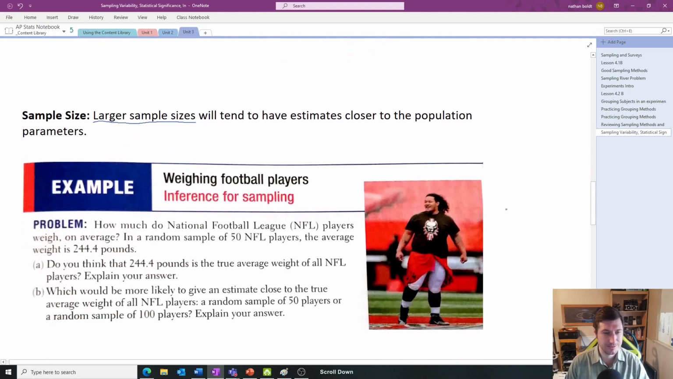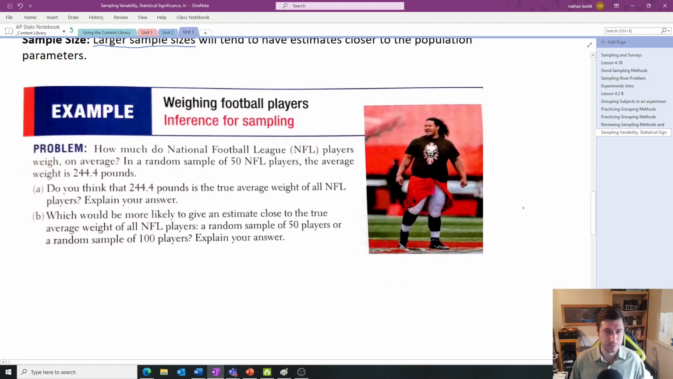All right, let's put a few things together here. Here's a good example from the book that takes some of this into account. How much do NFL players weigh on average? In a random sample of 50 NFL players, the average weight is 244.4 pounds. So, do you think that 244.4 pounds is the true average weight of all NFL players? Explain your answer. So here, hopefully, we can see that no, we don't actually believe the real average weight of all NFL players is exactly 244.4. All right, because every sample will be a bit different. We only have one sample here.